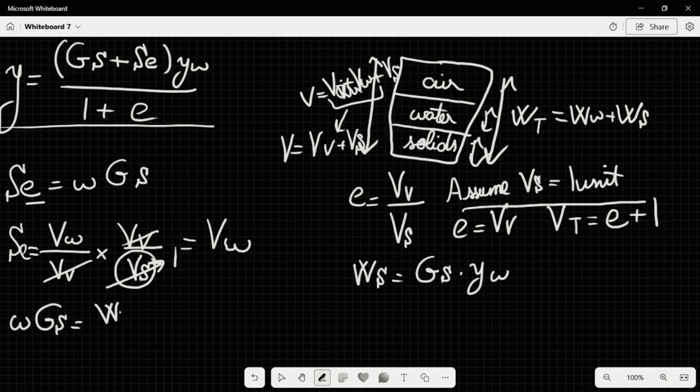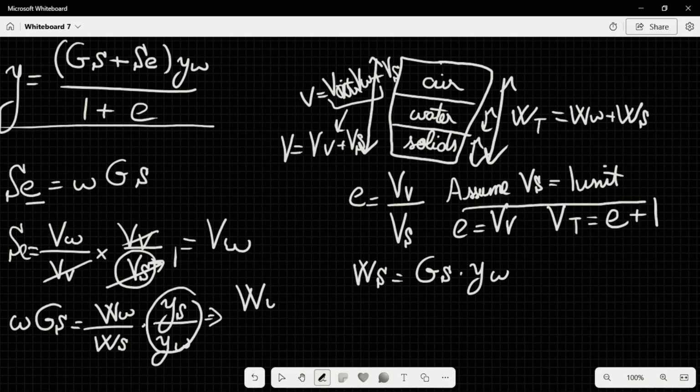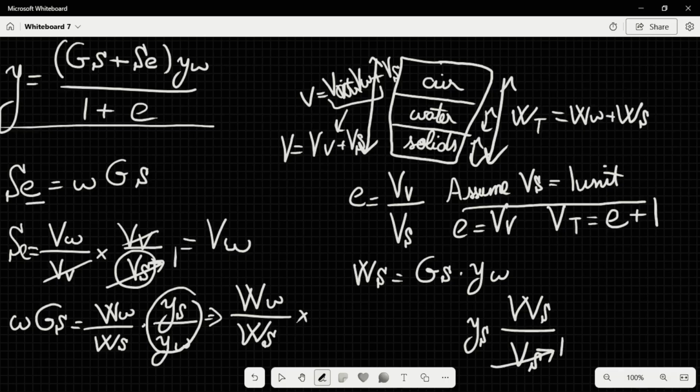W is the weight of water over the weight of solids. And GS is obviously the unit weight of solids over the unit weight of water. Now, since this is a ratio, we can go ahead and convert this into the following. The weight of water over the weight of solid times the unit weight of solids is the weight of solids. So the unit weight of solids is the weight of solids divided by the volume of solids. But we assumed that the volume of solids is equal to 1. So the unit weight of solids is simply the weight of the solids.